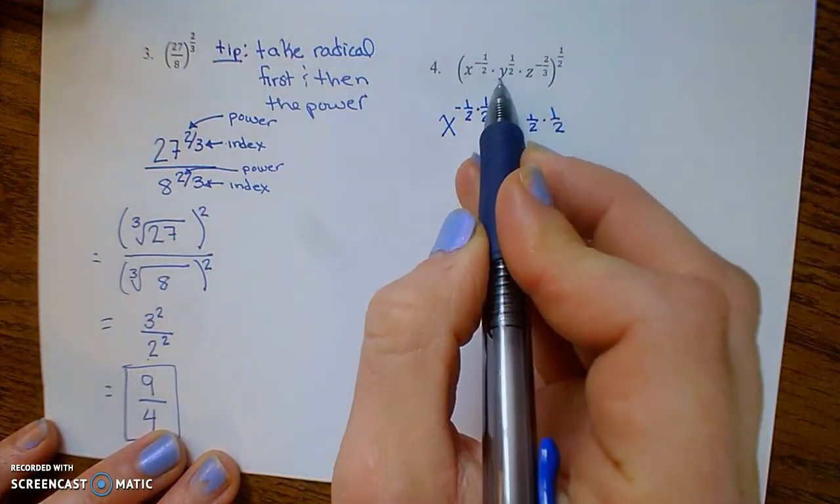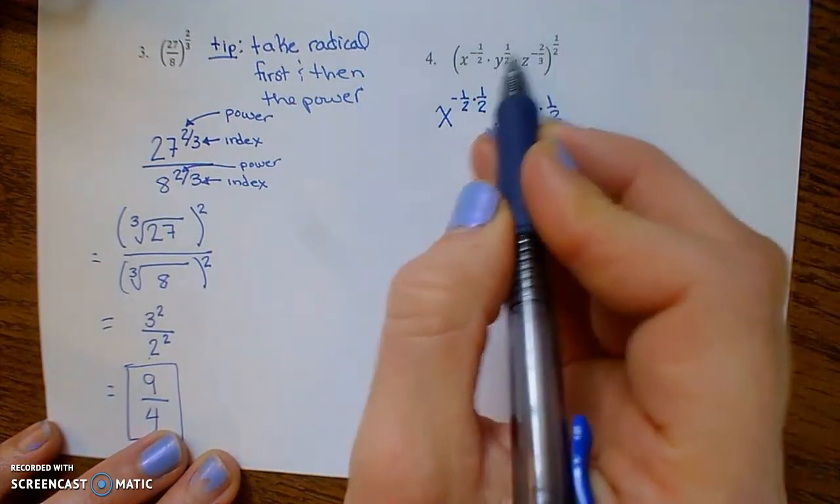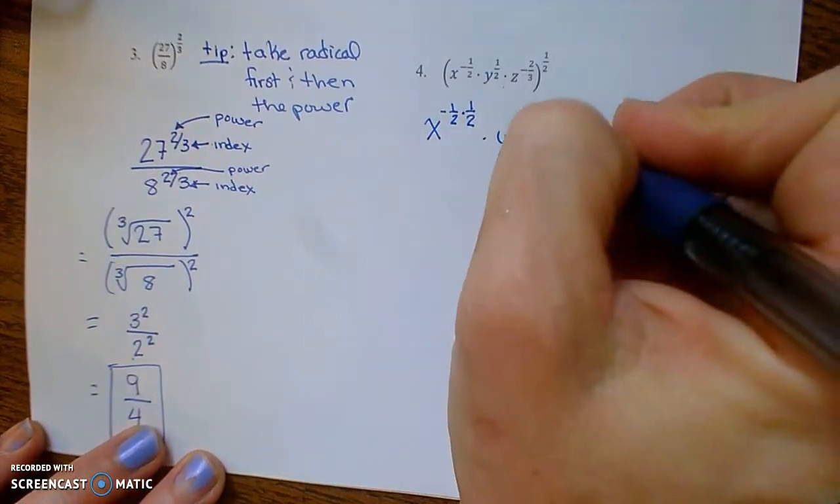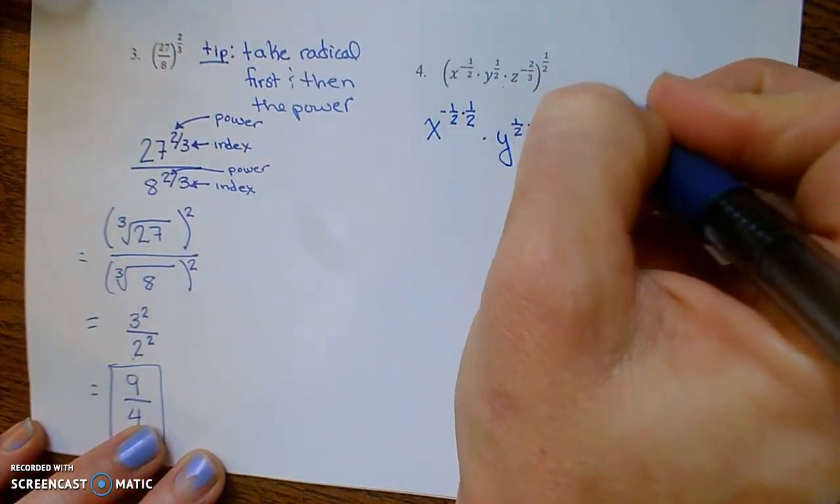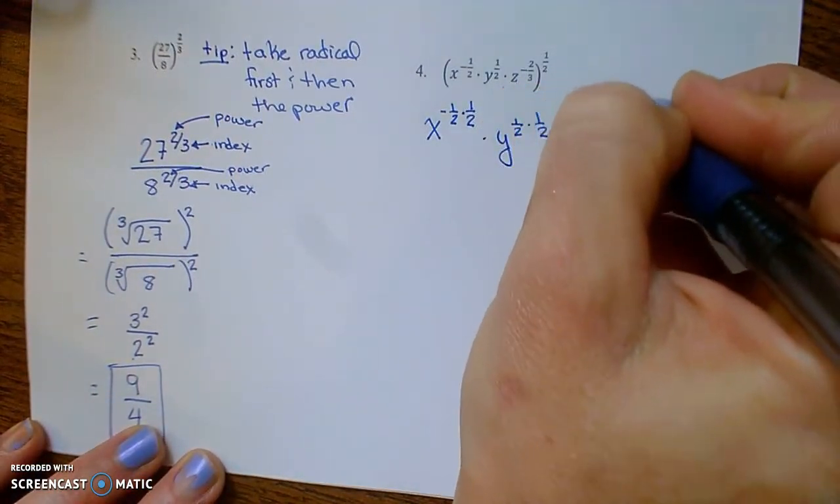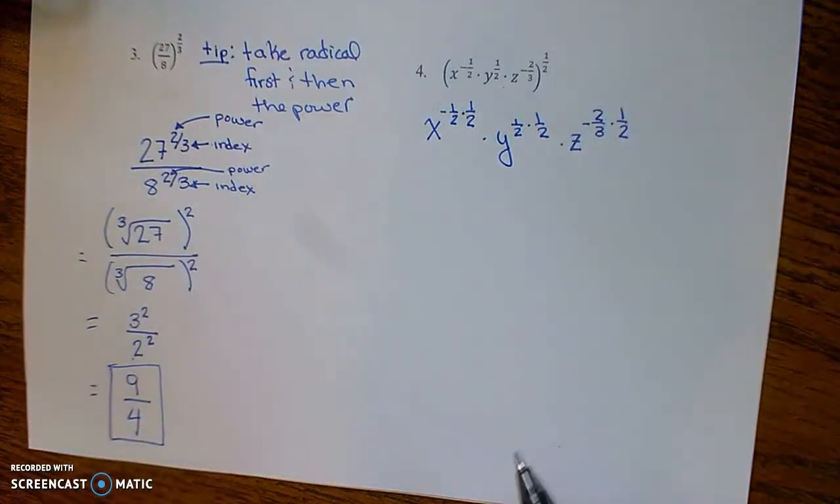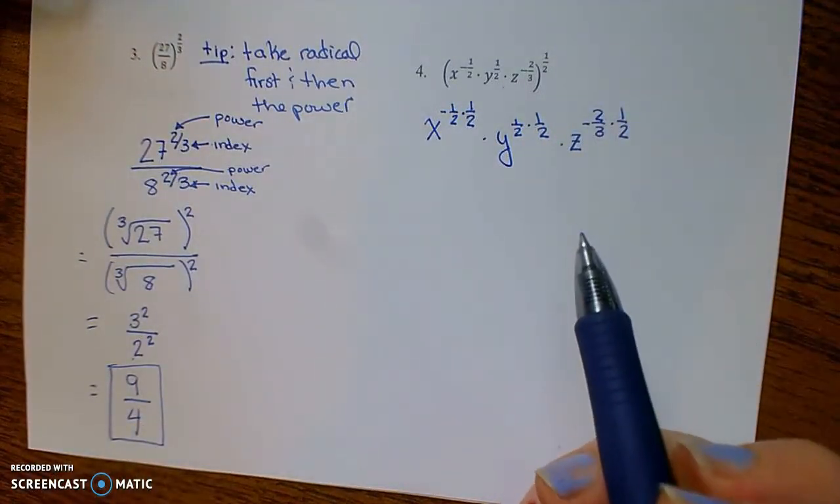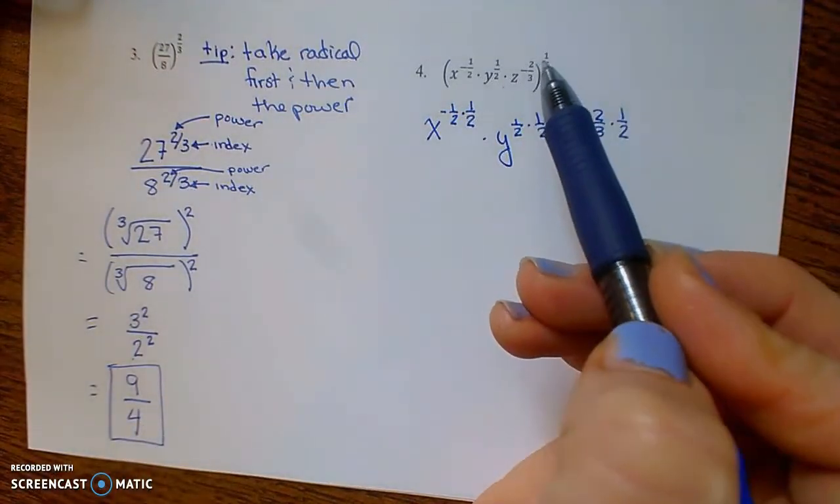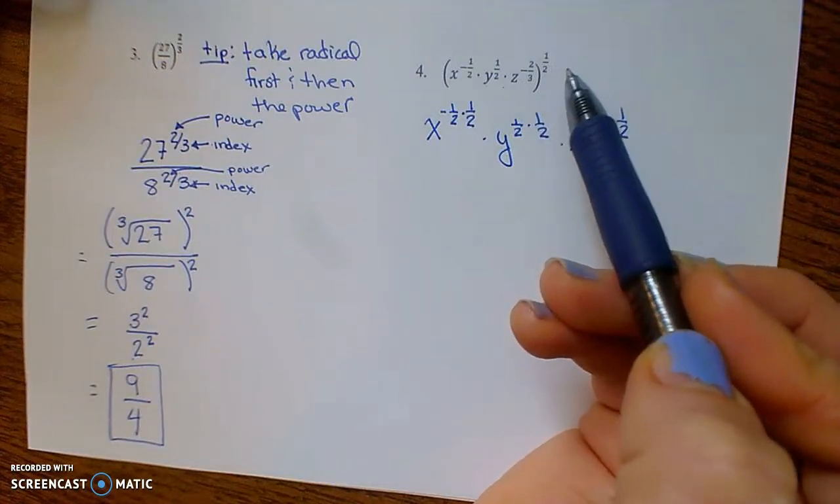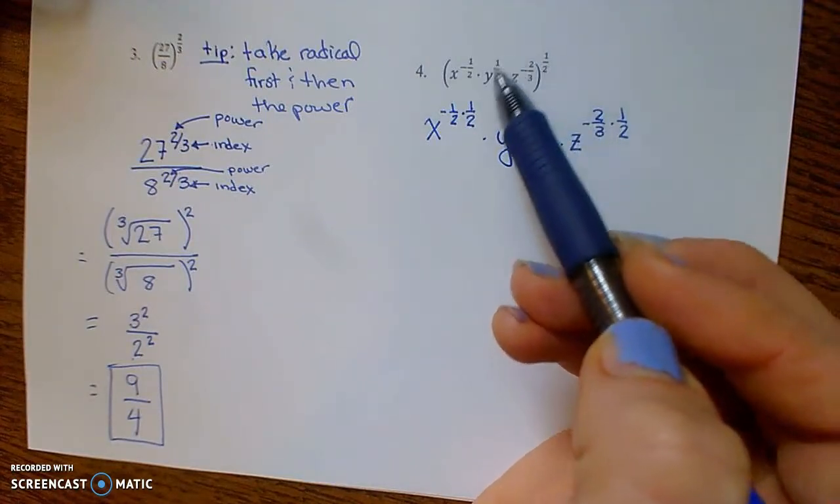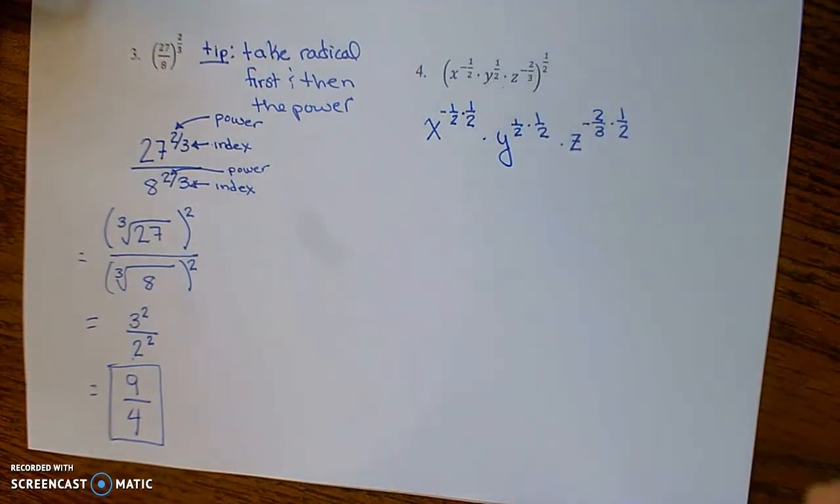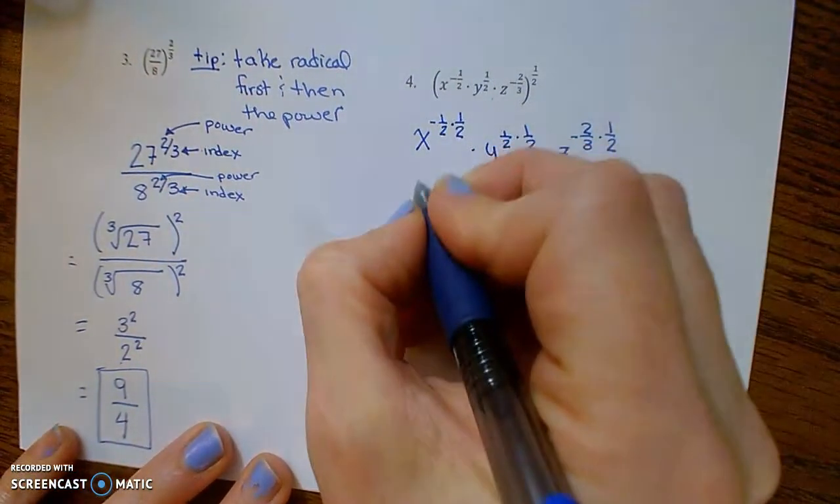So raising y to the 1/2 to the 1/2 power, you multiply those exponents. And then times z to the negative 2/3 power to the 1/2 power. So go ahead and multiply those exponents, negative 2/3 times 1/2. It looks like you're distributing this exponent over the multiplication that's happening here. And that is what we see. Let's go ahead and simplify.